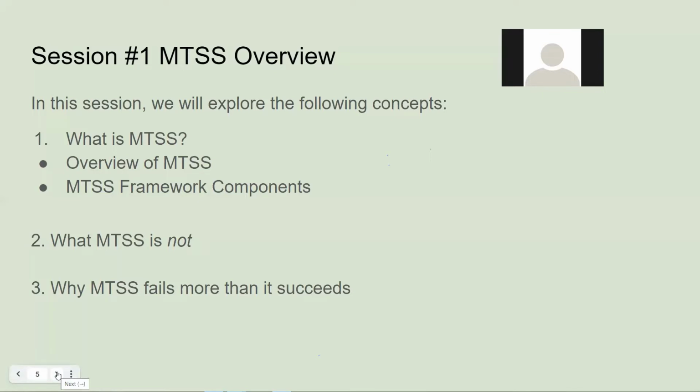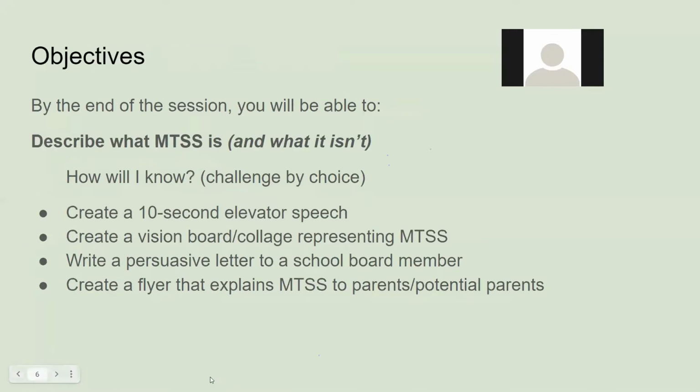We wanted to provide an opportunity for folks who like to extend their thinking or like to produce something to work through their thought processes and understanding. This is a challenge by choice opportunity. There are a couple of bullet points on the objectives slide with ideas of things you could produce or create to help work through your thinking, like a 10-second elevator speech, or a vision board that represents MTSS.